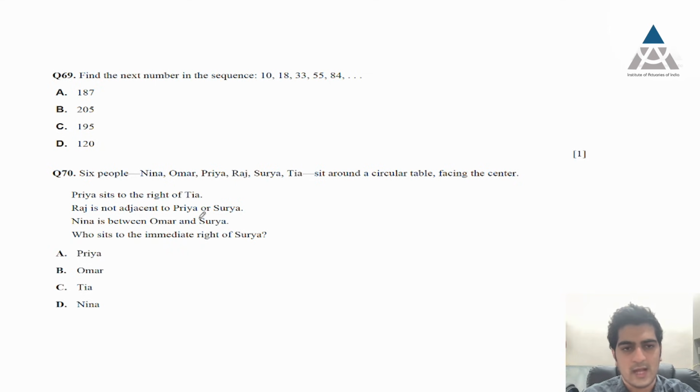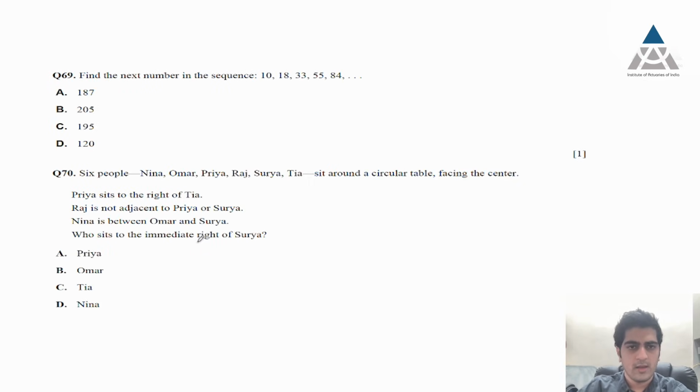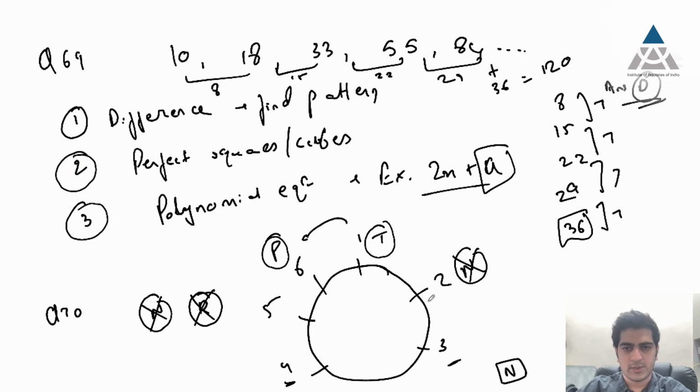Raj, again let's go back to Raj. Raj is not adjacent to Priya or Surya. Okay, so we have Omar, Surya and Nina and we need to place them in. We know Nina is not here nor here. What if Nina is here? If Nina is here, let's assume, Omar and Surya have to be next to them. So let's say Surya could be here and Omar could be here. But in that case, Raj is nowhere because Raj cannot be at 5 and that's the only spot left. So this is definitely not the case.